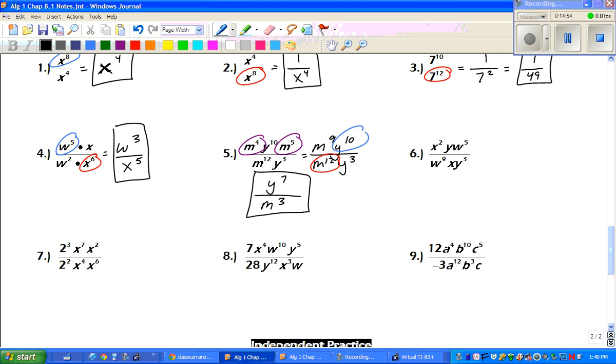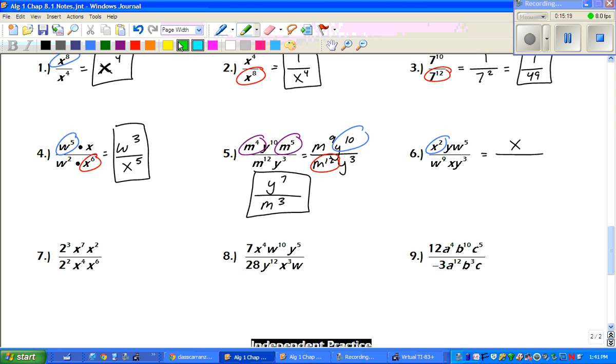Okay? All right, number 6, let's take a look. First, things are kind of mixed up together. So let's look at the x's. Who wins for the x's, the top or the bottom? Okay, the top wins, and the top wins by 1.